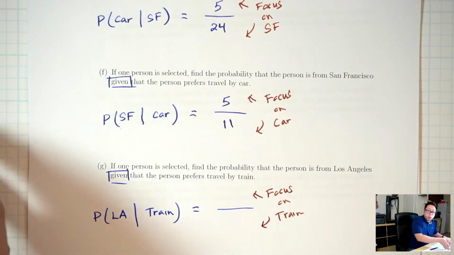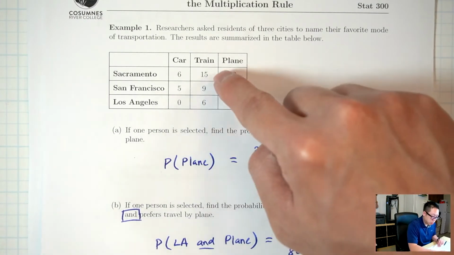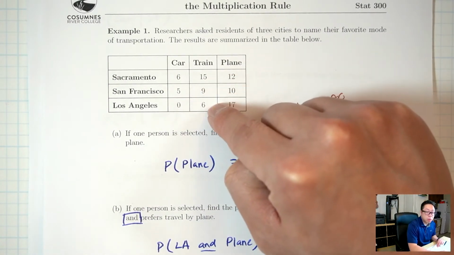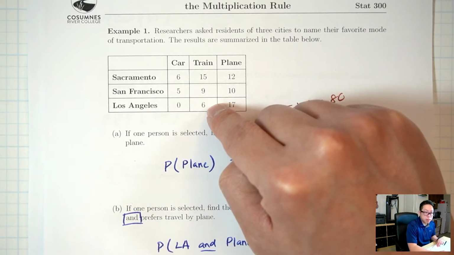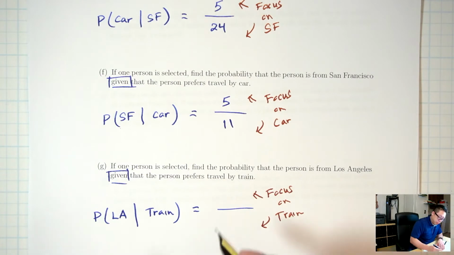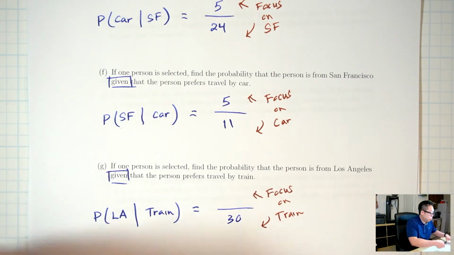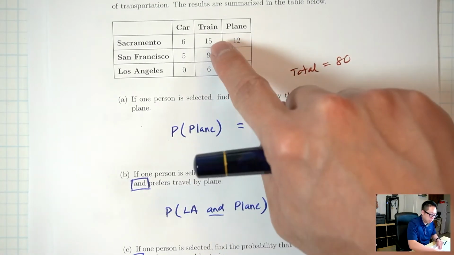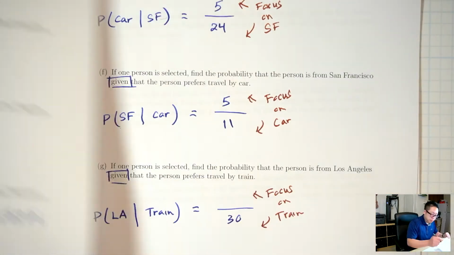And focusing just on the train numbers, how many are there total? Train numbers will be 15, 9, 6. Total here is, I think, 30. 15, 9, 6, total is 30. And then still focusing on the train numbers, for the top, how many are LA? So just on the train numbers, how many are LA? 6.